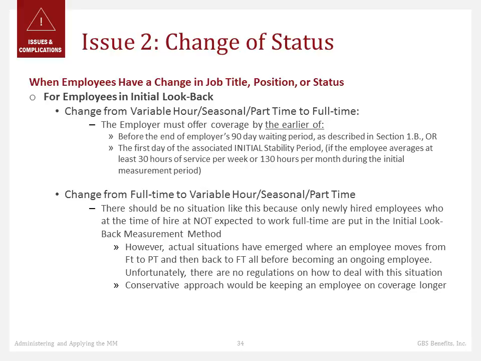When they have that change of status and go to full-time, the employer must offer coverage by the earlier of no later than the end of your waiting period. That's the waiting period that you have in section 1B of your measurement method policy, or the first day of the associated initial stability period. And that assumes the employee averages at least 130 hours per month during the initial measurement period. So in other words, whatever comes first, the end of the measurement period for initial, and you'd have to get them on sooner, or your waiting period.